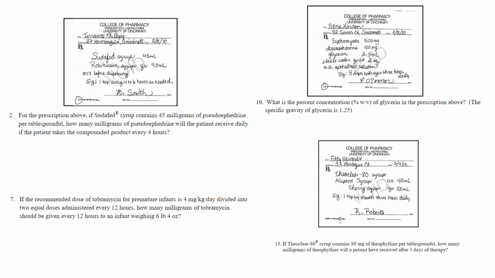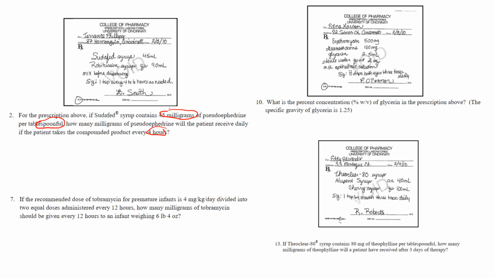So Sudafed prescription, 45 milligrams of pseudoephedrine per tablespoonful. How many milligrams will the patient receive daily if the patient takes it every 4 hours? So a lot to unpack here. So they're taking 1 teaspoon every 4 hours, I believe.